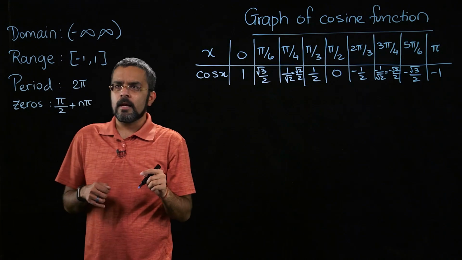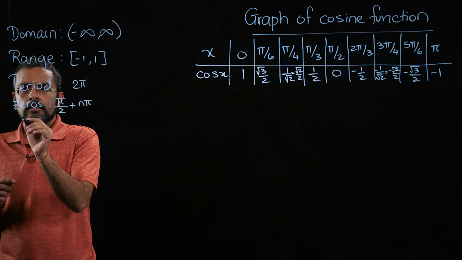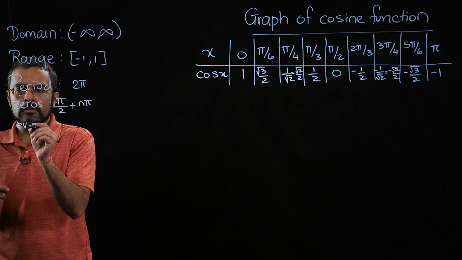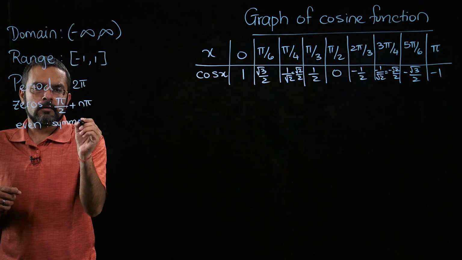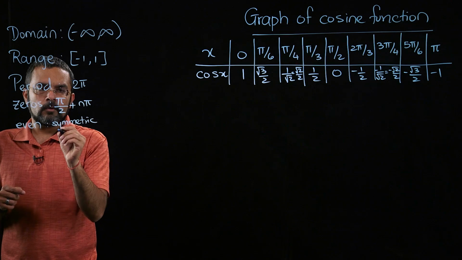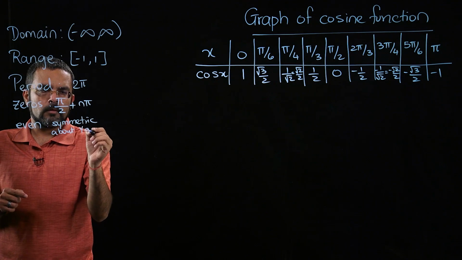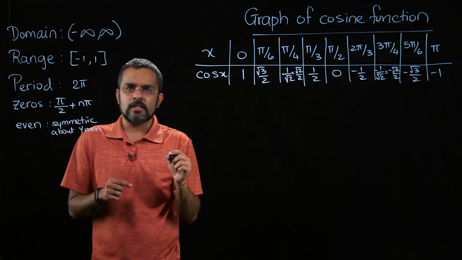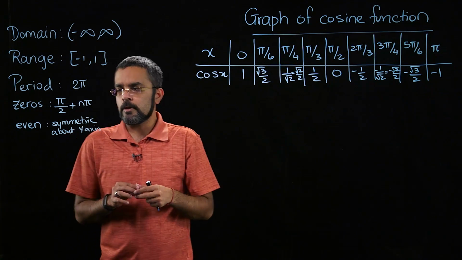The one thing I think we did not see in the sine function, which I will mention here, is cosine is an even function, which means it's symmetric with respect to the y-axis. If you notice carefully, your sine function was symmetrical about the origin. This one is symmetrical about the y-axis.